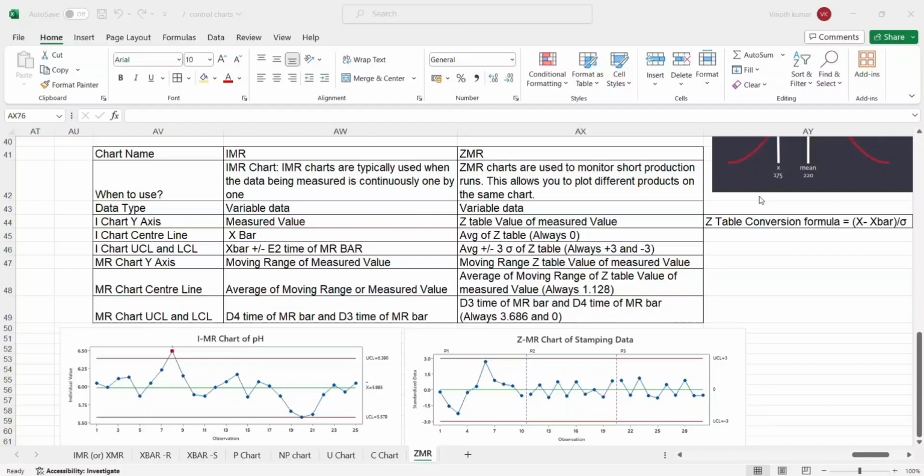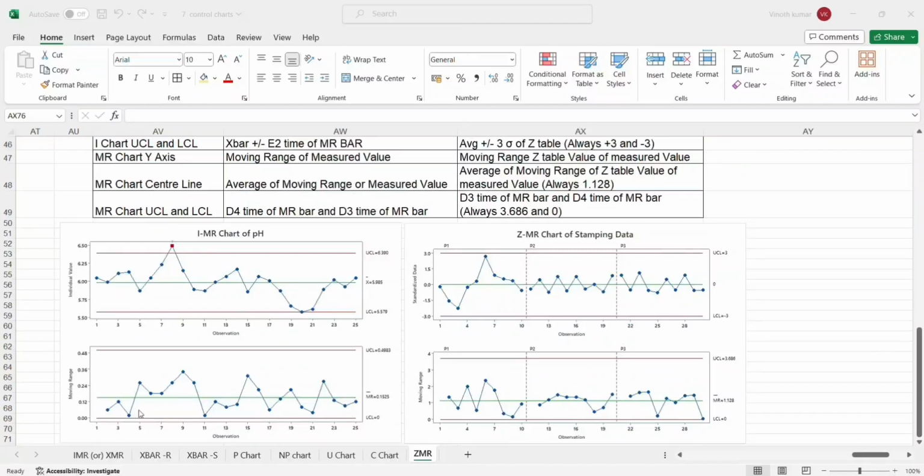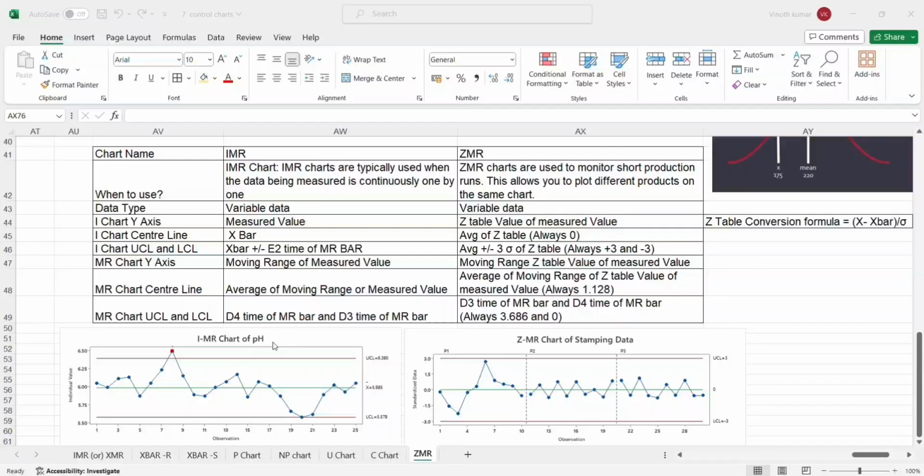So IMR stands for individual moving range chart, where it is drawn to measure the variability of a measured value, a variable data. The I chart gives you the closeness of individual data points to its central tendency, and the MR chart tells you how much is the variation or range of two consecutive data points. So both your I chart and MR chart are drawn on absolute values of the measured value, the individual values of the measured value, and the moving range of the measured value, and their corresponding upper and lower control limit formulas are given here. So this is about the IMR chart.